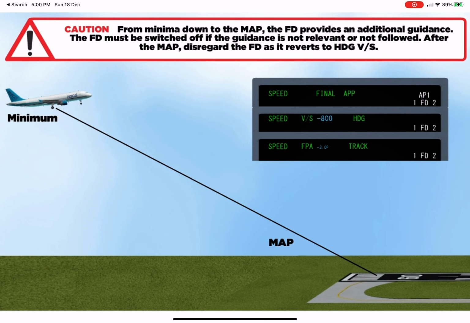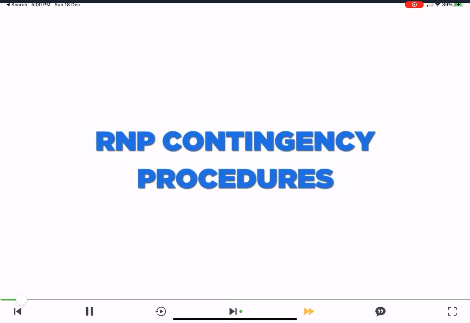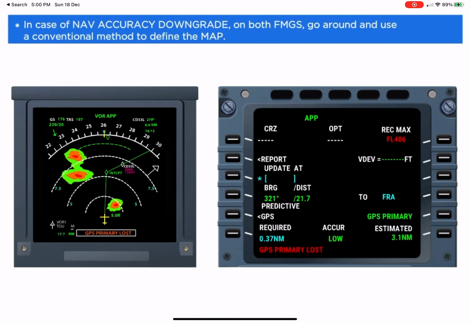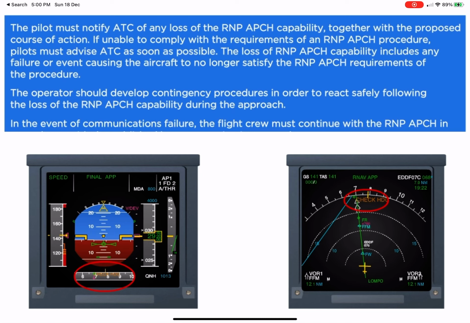After the MAP, disregard the FD as it reverts to HDG, V/S. RNP contingency procedures. In case of NAV accuracy downgrade, go around and use a conventional method to fly the MAP. The pilot must notify ATC of any loss of the RNP approach capability, together with the proposed course of action. If unable to comply with the requirements of an RNP approach procedure, pilots must advise ATC as soon as possible.